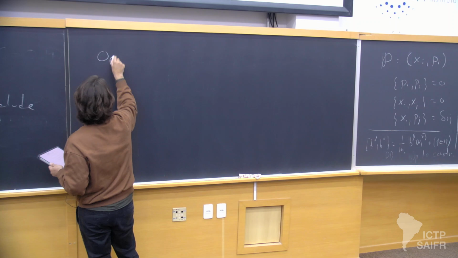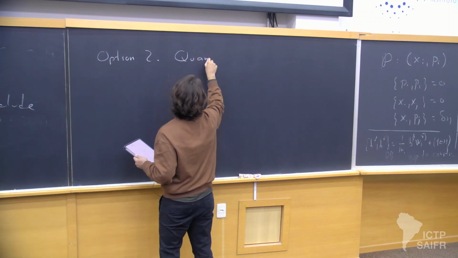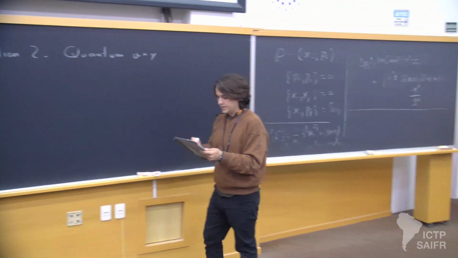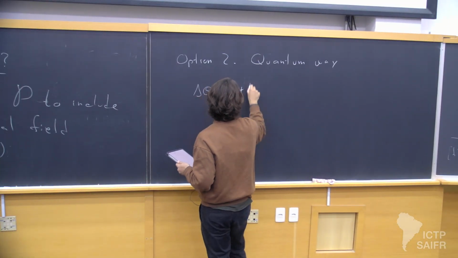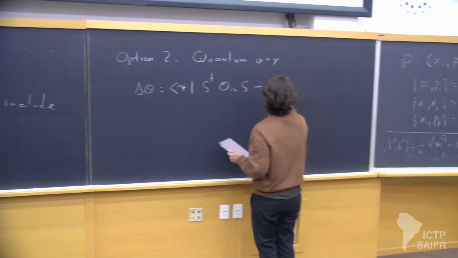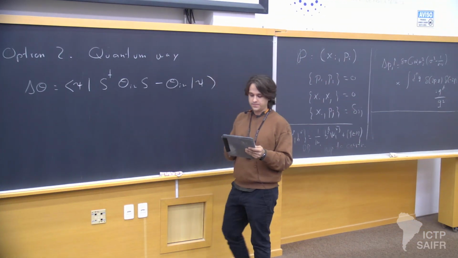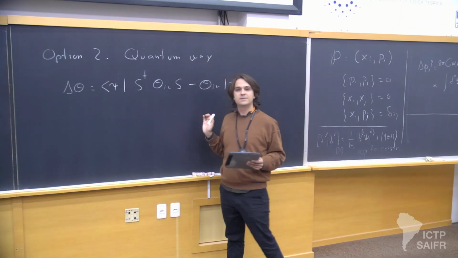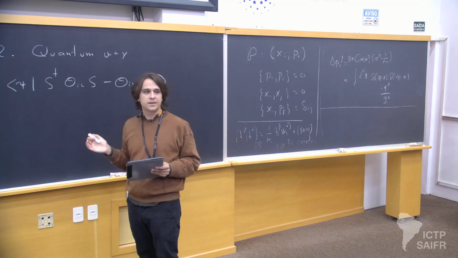So option 2 is the quantum way. So the quantum way, remember, is that if I want to look at this, where this is just the usual S matrix. Okay. So now I'm going to massage this formula to give something that is more directly related to the scattering amplitude, and we'll see precisely where radiation can come in.